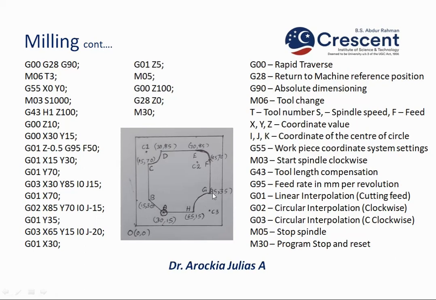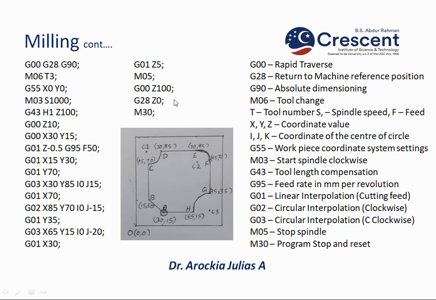So next is a circular interpolation, again counterclockwise, so we use G03. Now from G to H, the coordinate value is X65 and Y15. Now for the center point C3, in the X direction there is no change, but in the Y direction there is a change. So I0 J minus 20. Now again it's a linear interpolation from H to A. The Y value is not changing, only the X value changes. So G01 X30 for linear interpolation.